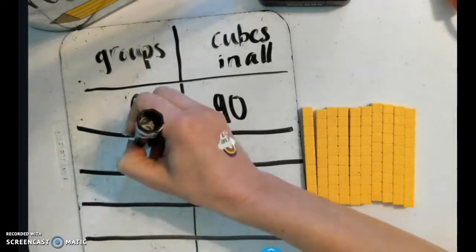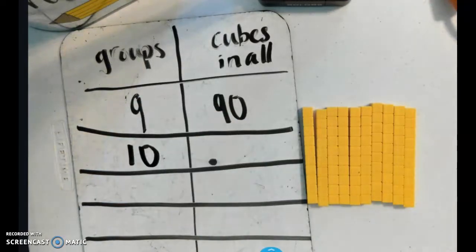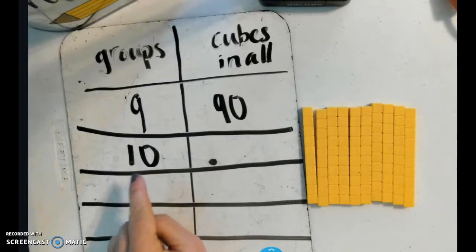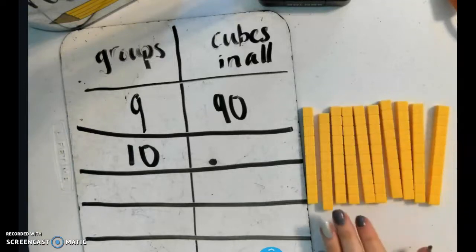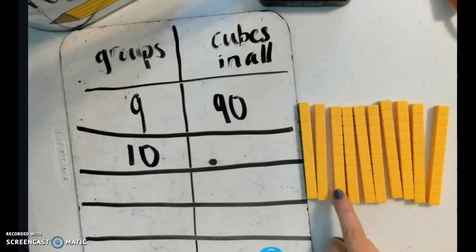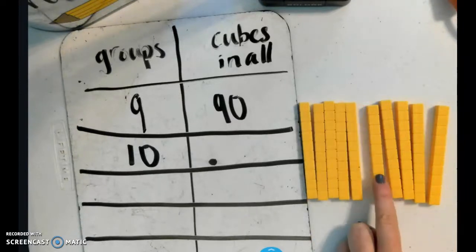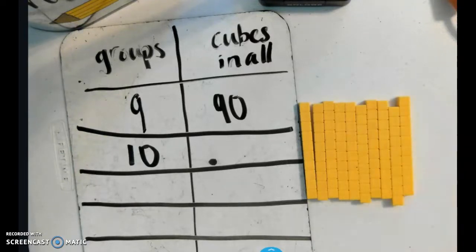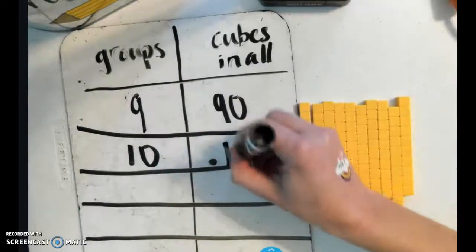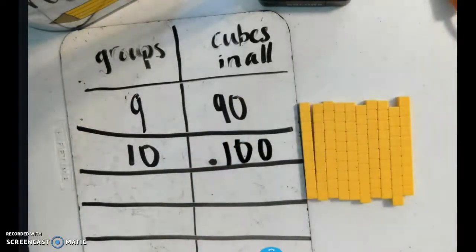Now here's where it gets a little bit tricky. So far I've been noticing if I have one group of 10, it's 10. 2 is 20. 3 is 30. 4 is 40. What about when I get to 10? How many cubes are there in all? Let's count together. 10, 20, 30, 40, 50, 60, 70, 80, 90, 100. 10 groups of 10 is the same thing as 100.